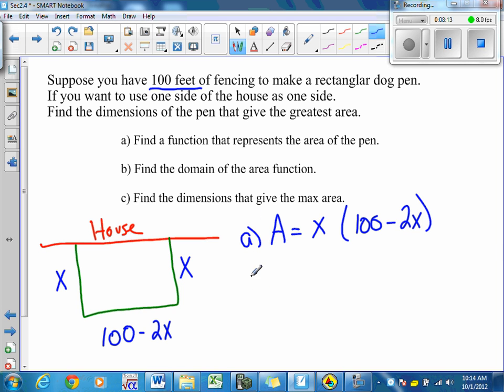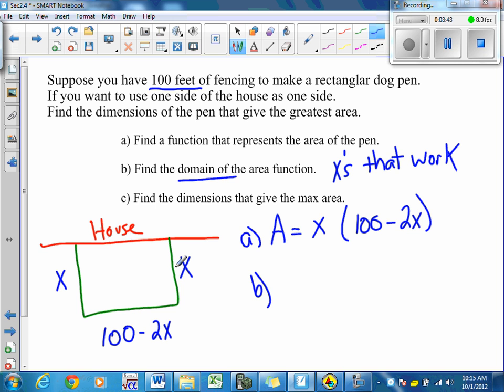Now, if I look at my problem mathematically, with just an equation, I can say X can be anything. X can be 400 if I wanted to. But in this problem, X can't be 400. If X is 400, then this side would be negative. That doesn't make sense. So I know X has to be greater than 0. I can't have a width of a dog pen that's 0 or negative.